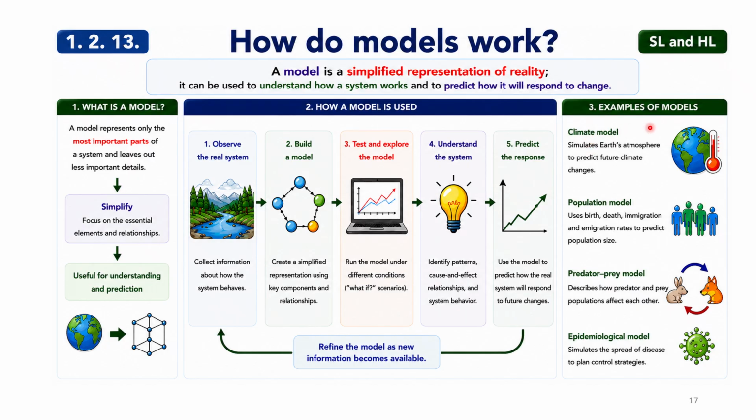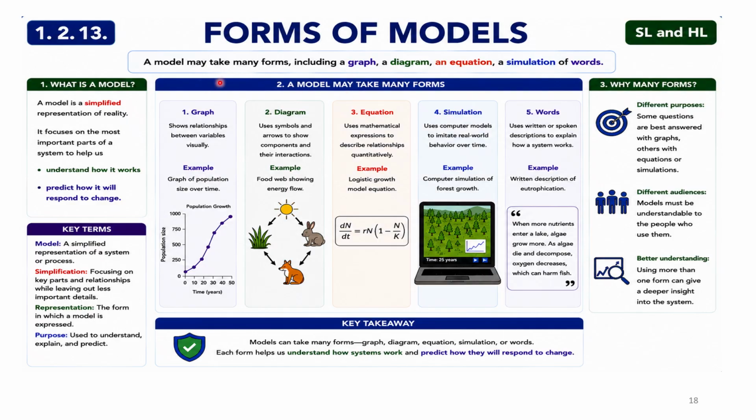Models are used in many areas of environmental science. Climate models predict future temperature and rainfall patterns. Population models estimate changes in species numbers. Predator-prey models explain interactions between organisms, and epidemiological models forecast disease spread. The key message is that models are dynamic scientific tools that improve with new evidence, enabling better environmental decision-making and more reliable predictions.